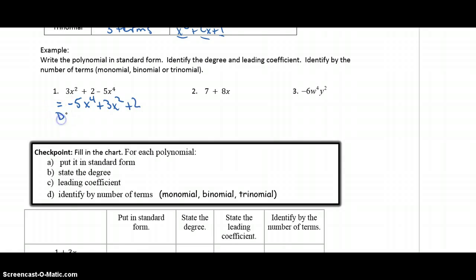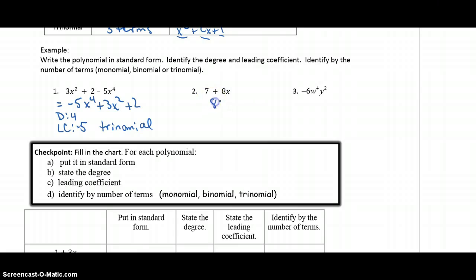My degree, which I'll just call d, is the highest exponent, which is 4. My leading coefficient, LC, is the -5 that's being multiplied in front. And I have to identify this as a trinomial because it has 3 terms.